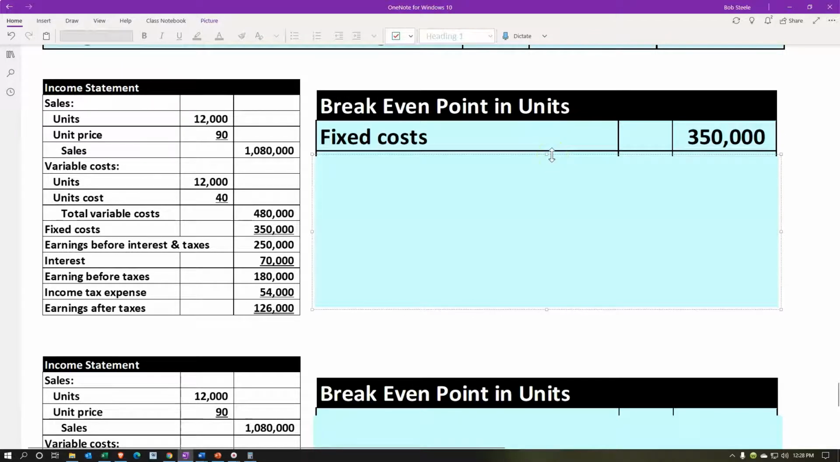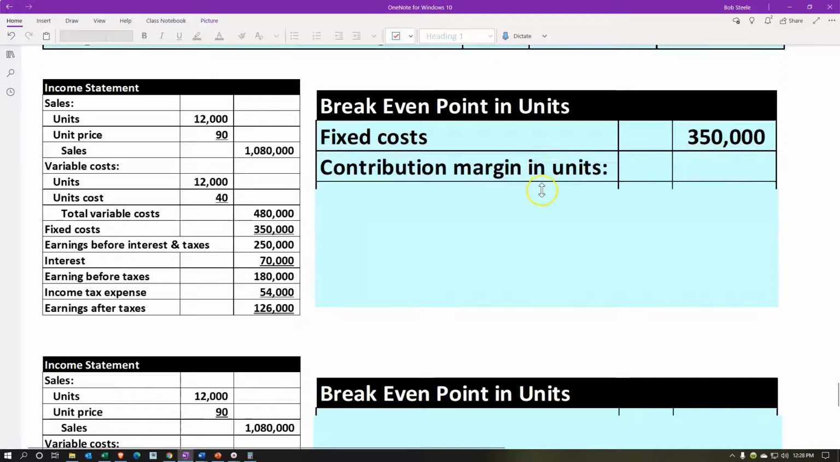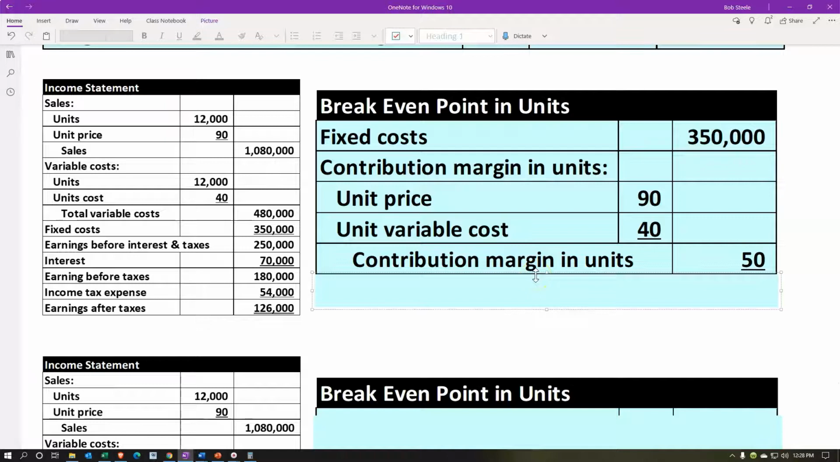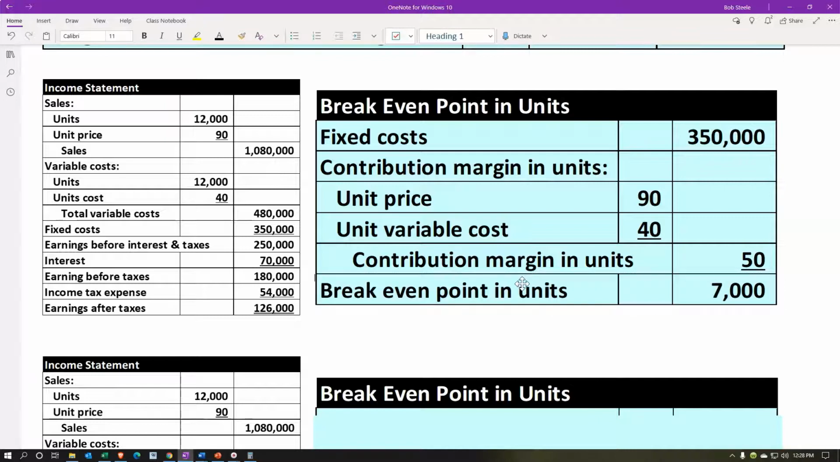That's going to be the fixed costs. The fixed cost is going to be the 350,000. We're going to divide that by the contribution margin per unit, which is going to be the unit price, 90, minus the 40 for the original, and that's going to give us the 50. So 50, that's how much we're coming away with every unit sale, $50 after the variable costs. So then if we take the 350,000 divided by the 50, then 7,000 units would take us to our break-even point on the first scenario.